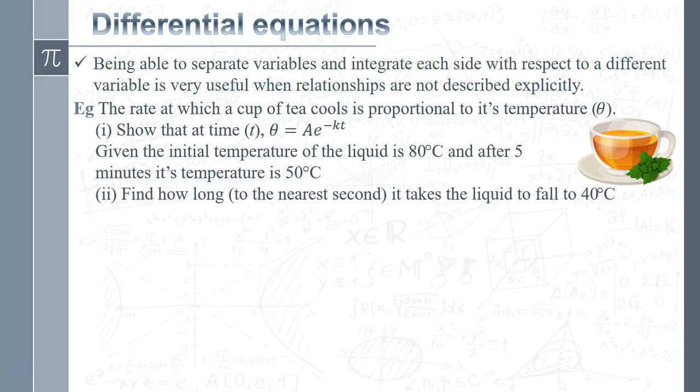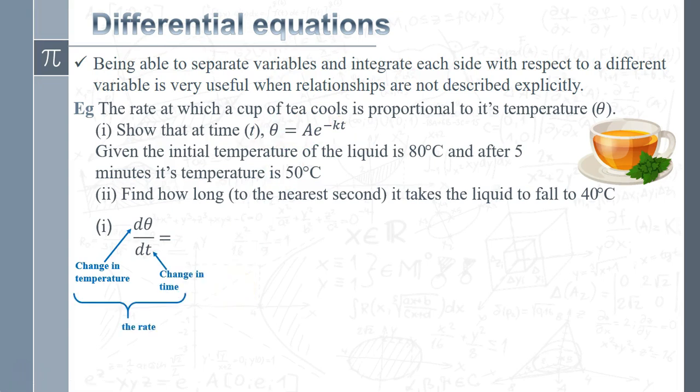There's my cup of tea. And we've got to show that at time t, the temperature is given by that equation a e to the minus kt. So it's an exponential relationship. We've got a cup of tea cooling, and we're told the rate at which it cools is proportional to its temperature. So what we're going to do is set up a differential equation originally, and then we're going to solve it to create this equation here. So here we go.